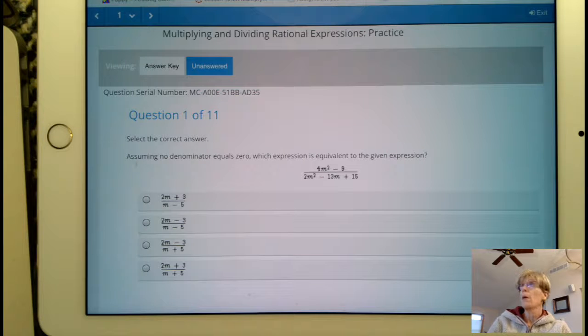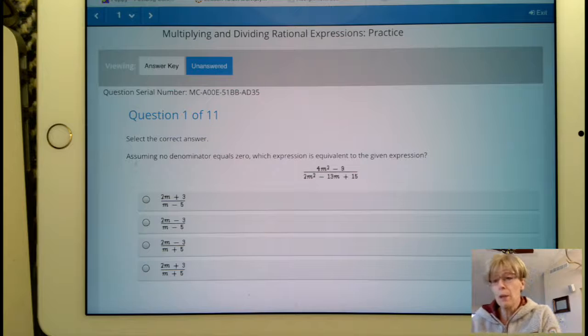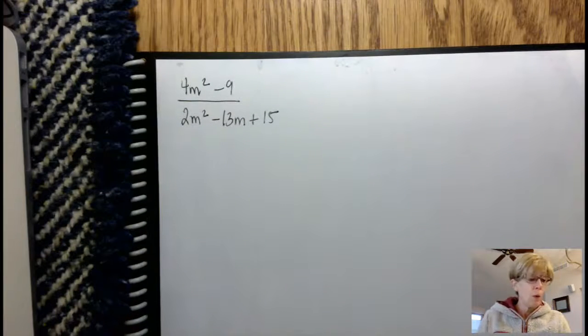So I'm going to switch over here to my notebook paper. And what we need to recognize in the top of this fraction is that it's the difference between two squares. So we need to think back to all our different methods of factoring. I tend to write the minus sign first, but it doesn't make any difference. You can write the plus sign first and the minus sign second.